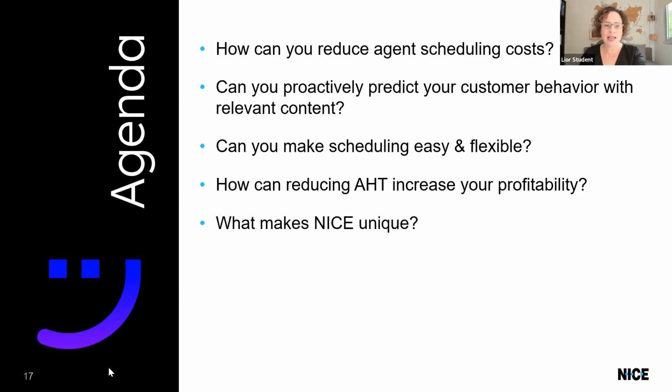This agenda has 5 points. Sometimes that will happen. Usually I like to limit it to 4. How can you reduce agent scheduling costs? Can you proactively predict your customer behavior with relevant content? Can you make scheduling easy and flexible? Reducing average handle time increases your profitability. NICE unique.